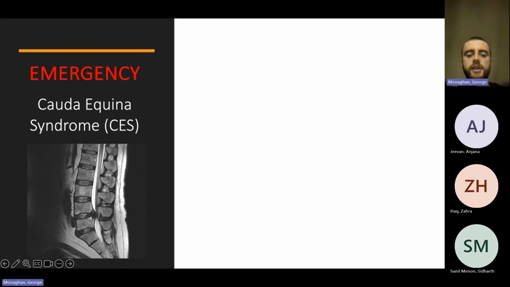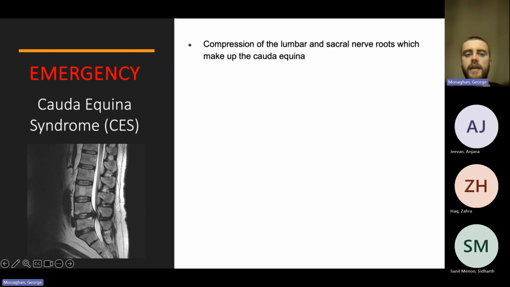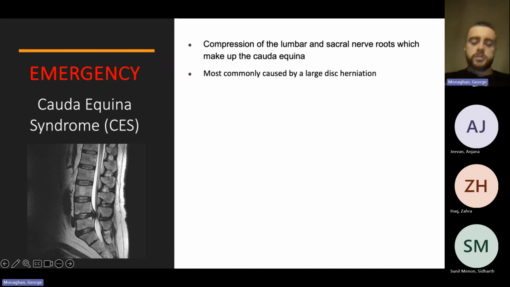So another emergency, Cauda equina syndrome. This is where we get compression of the lumbar and sacral nerve roots, and that makes up the Cauda equina, and it's most commonly caused by a large disc herniation. So the features, and again, if you see these in a question, it's probably Cauda equina. There's not really many other things that cause these.